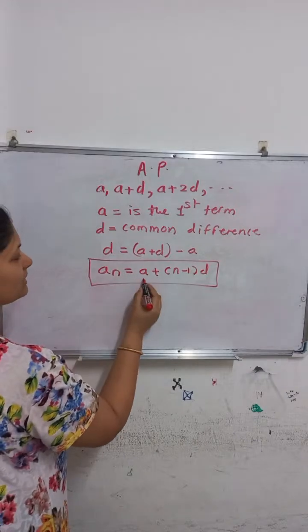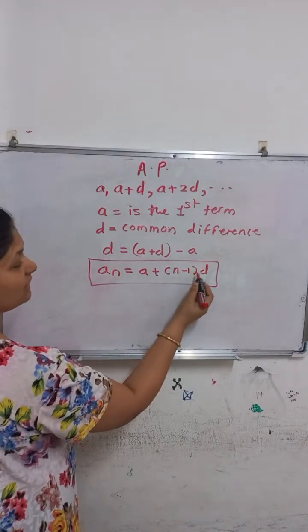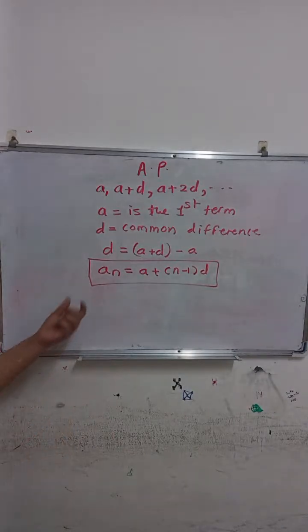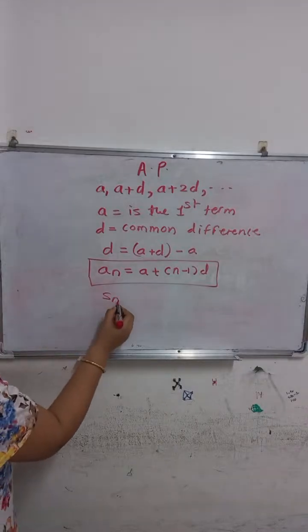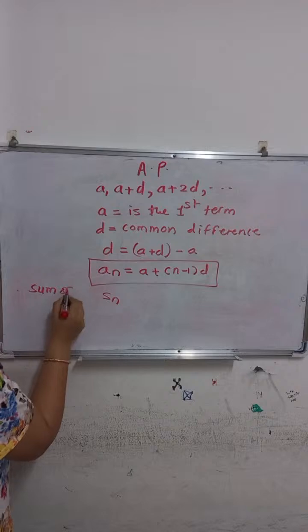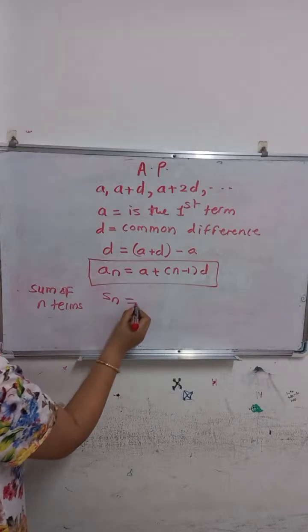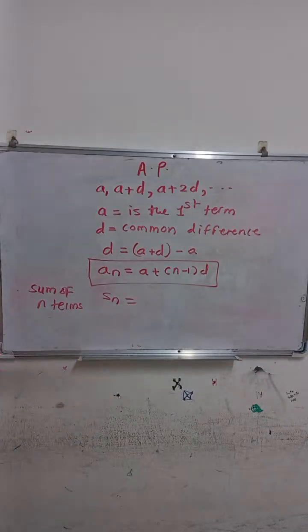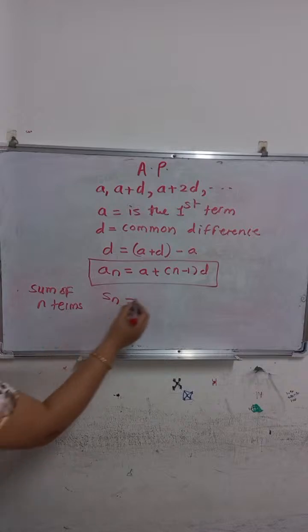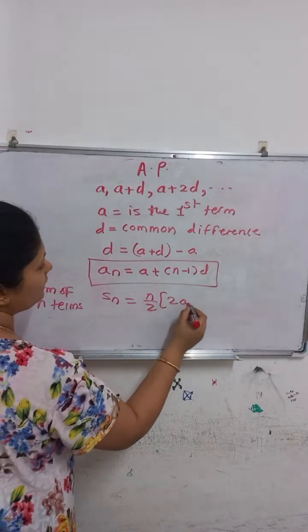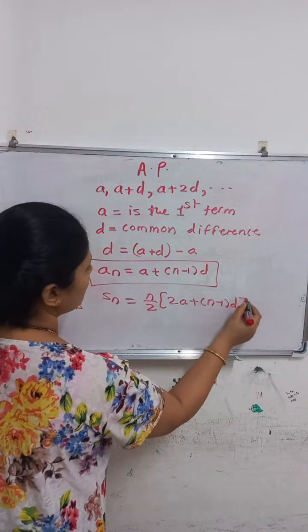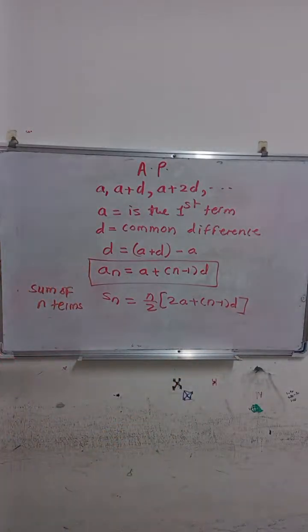Suppose they give the first term, how many terms there are, and the common difference, then you can find the nth term of that AP. And we have the sum of the first n terms, given by the formula Sn. Sn is nothing but the sum of the given terms, which is equal to n by 2 inside the bracket 2a plus n minus 1 into d. This is a formula we have.